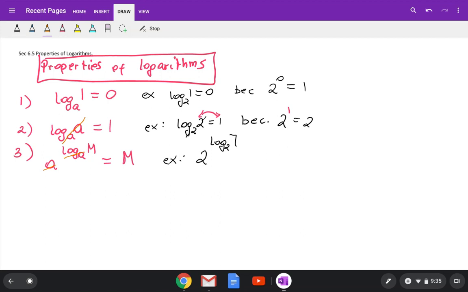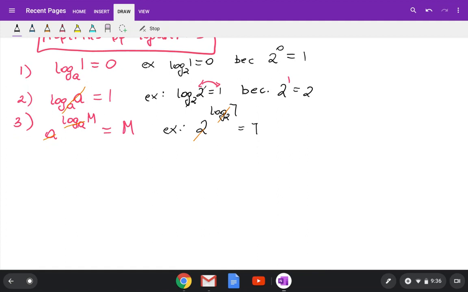So how am I going to know the answer? Okay, I have exponents and logs, the inverses of each other. Since the base of my exponential expression is 2, and the base of my log is the same, that means they will cancel each other, and your answer is going to be 7 in this case. Okay, so that's how it works.